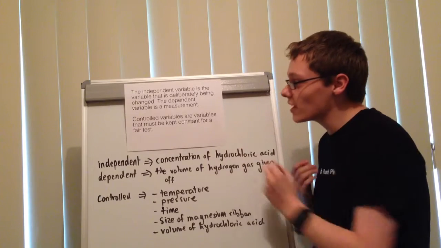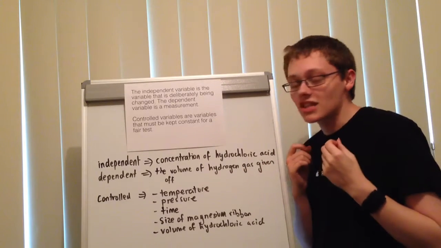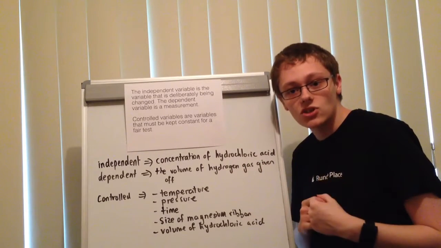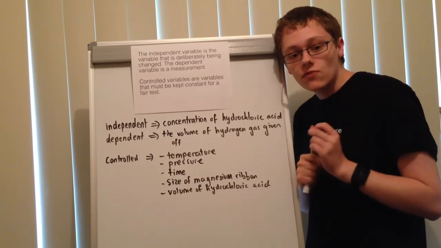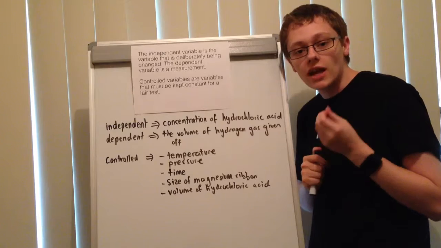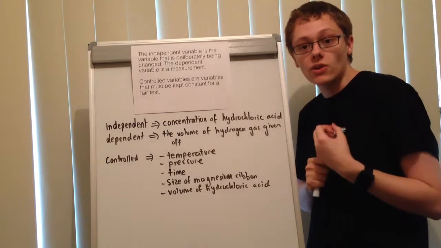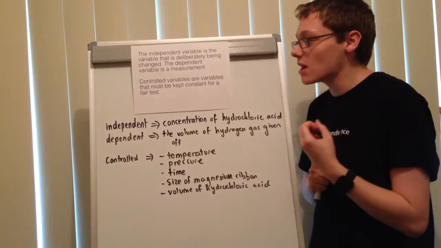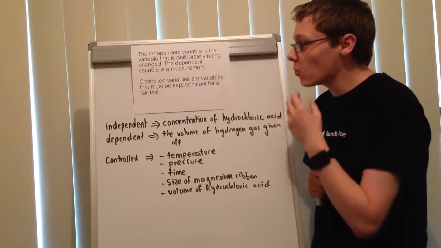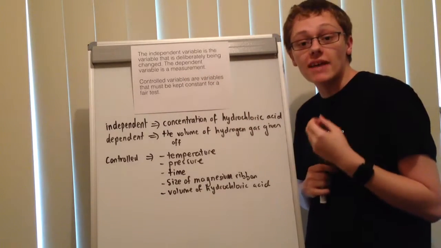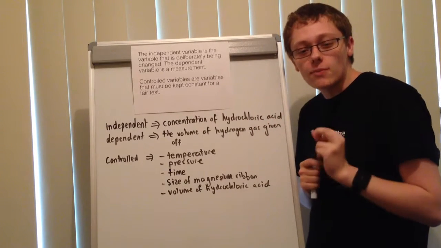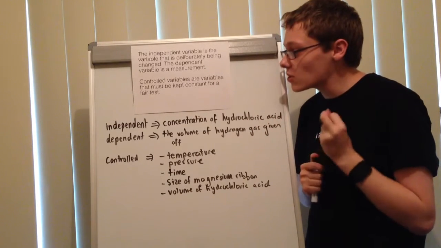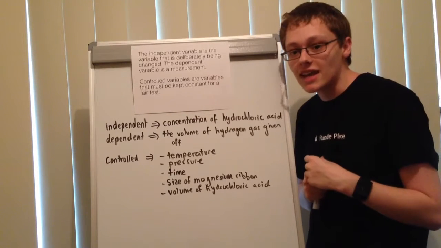But the independent variable is a variable that is deliberately being changed. So in science, we'll generally change something within an investigation to evaluate the effect of what that change has on some quantity. This quantity is a dependent variable, which is a measurement. Controlled variables are also very important. They're variables that we must keep constant in order to have a fair test.